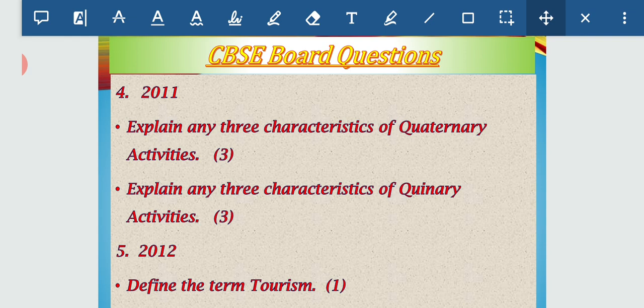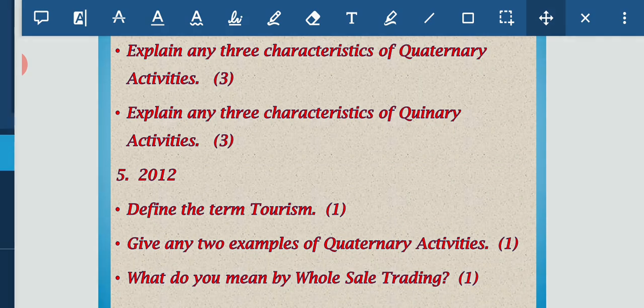Now, next, that was a question of 2012. Next, give any two examples of quaternary activities. Now, the two examples of the quaternary activities are that the teachers, the financial advisors, and doctors come under the category of the quaternary activities.